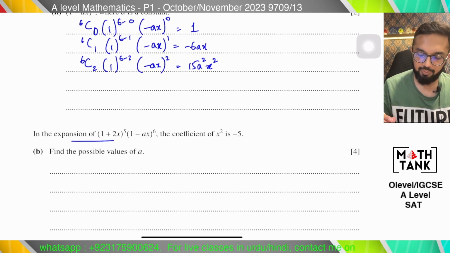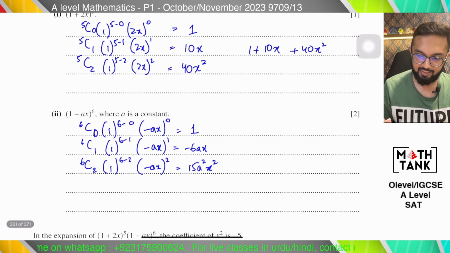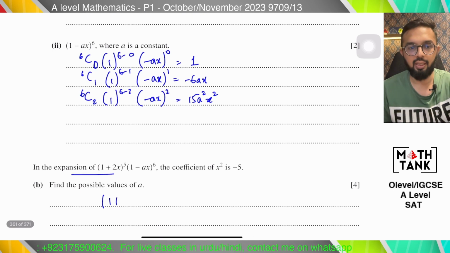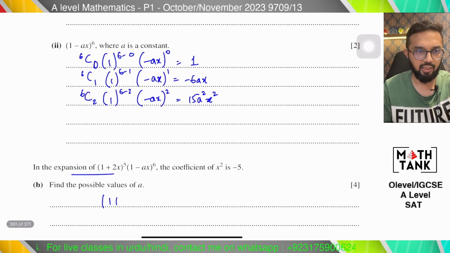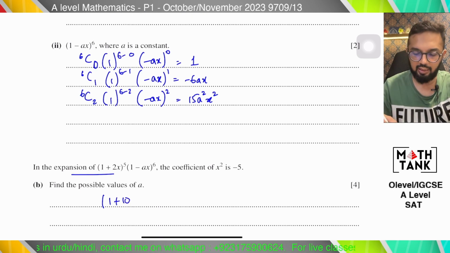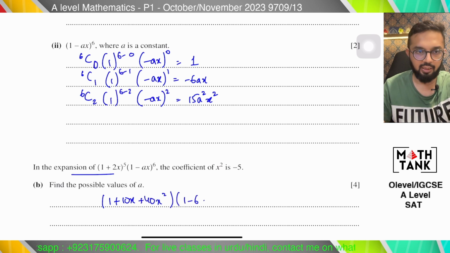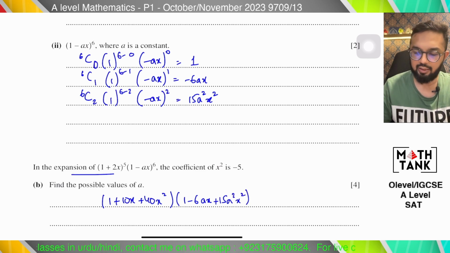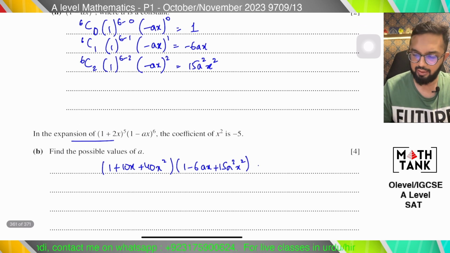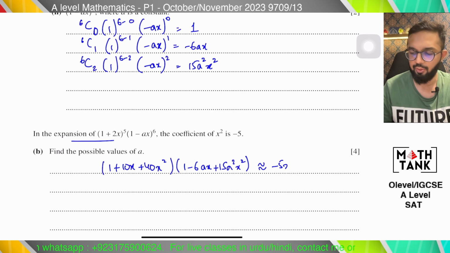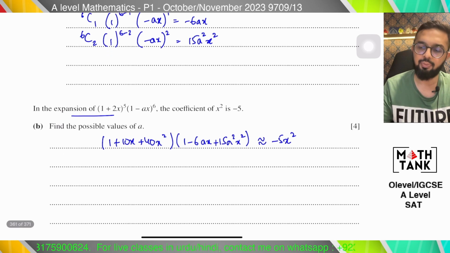In the expansion of 1 plus 2x power 5 and 1 minus ax power 6, the coefficient of x squared is minus 5. Let's first check our expansions if they were correct. Yes, 1 plus 10x plus 40x squared was correct, and 1 minus 6ax plus 15a squared x squared is correct. It's saying that the coefficient of x squared is minus 5, so it's approximately equal to minus 5x squared, just the terms in x squared.